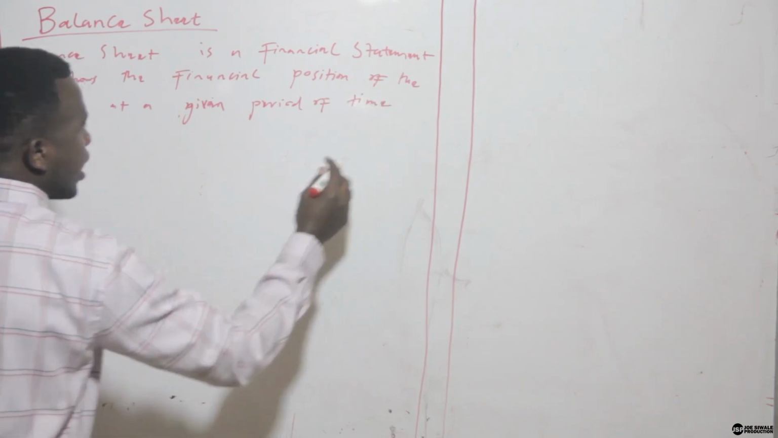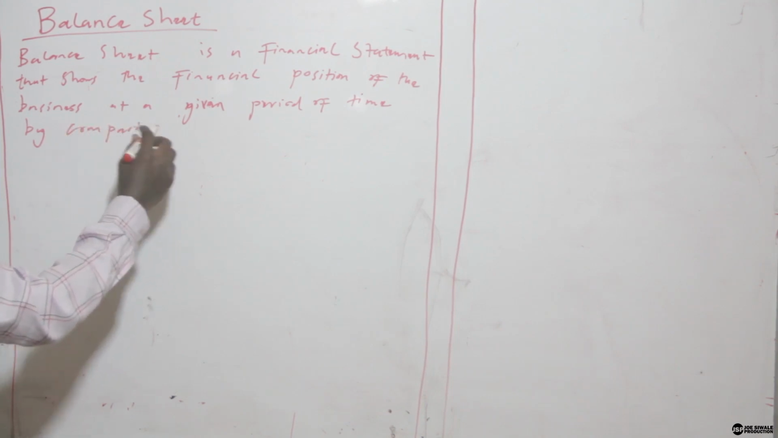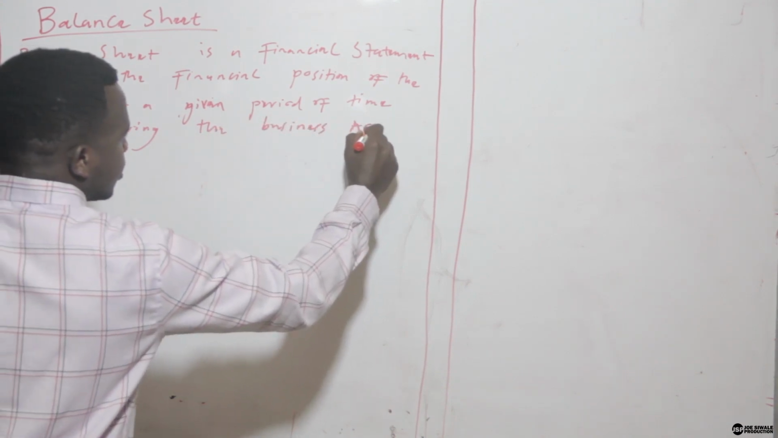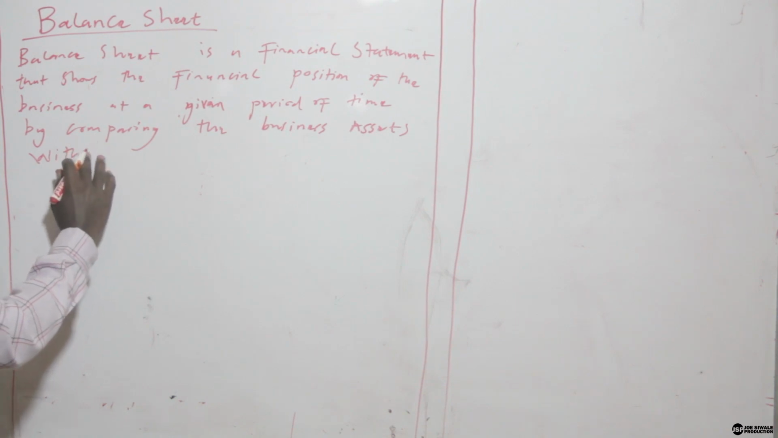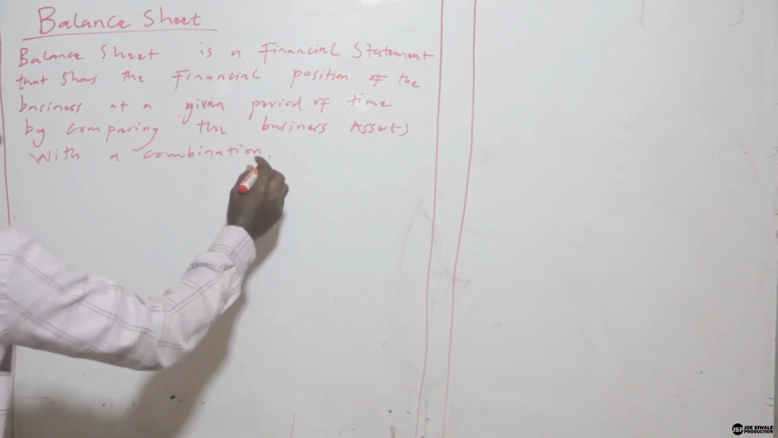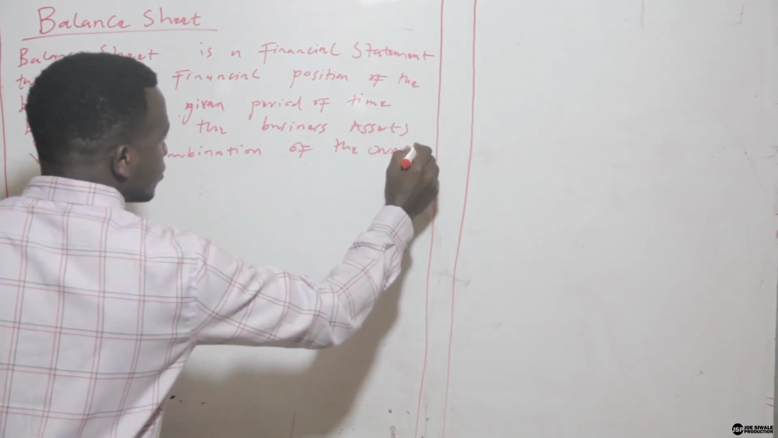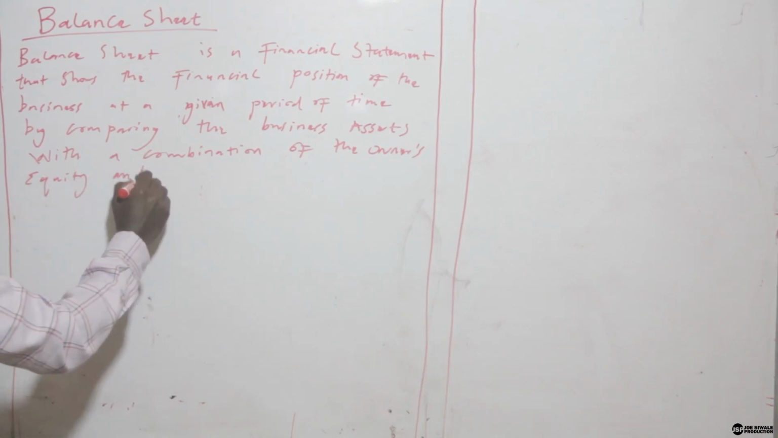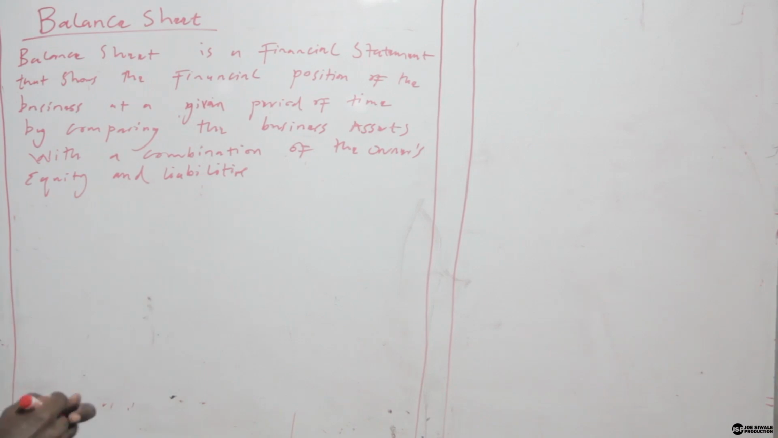by comparing the business assets with a combination of the owner's equity and liabilities. So this is the definition.